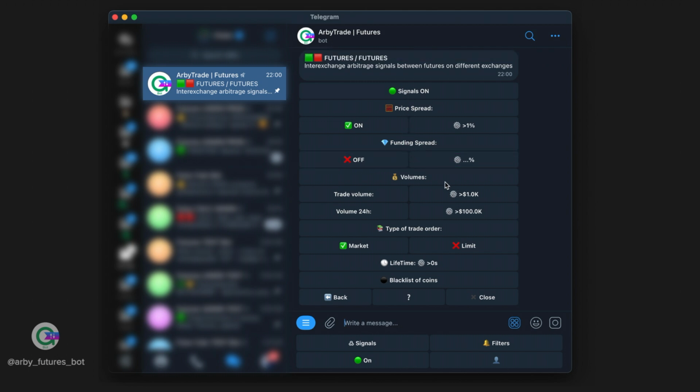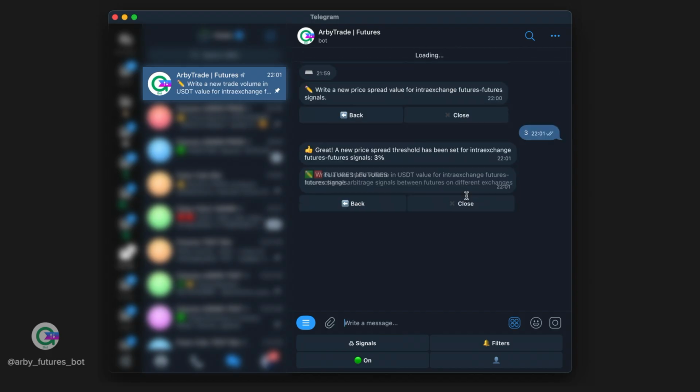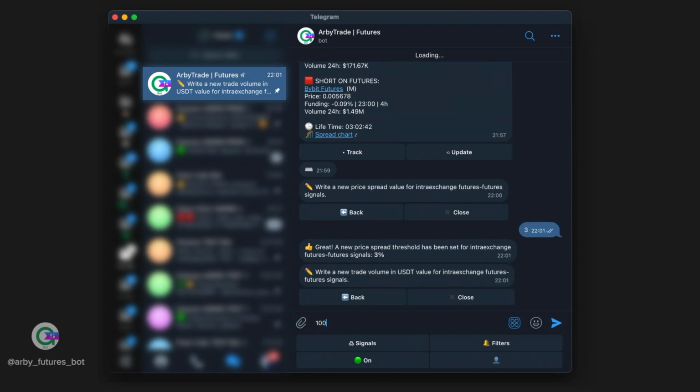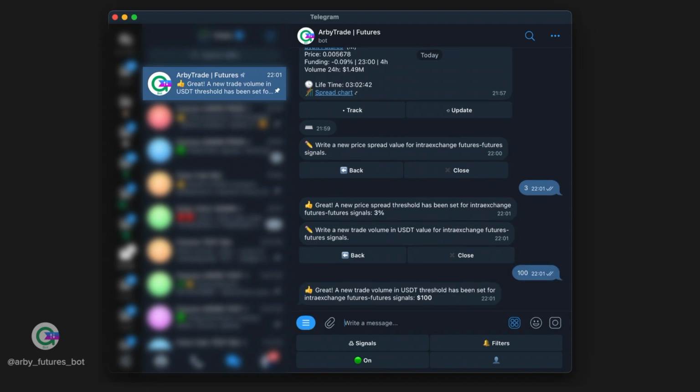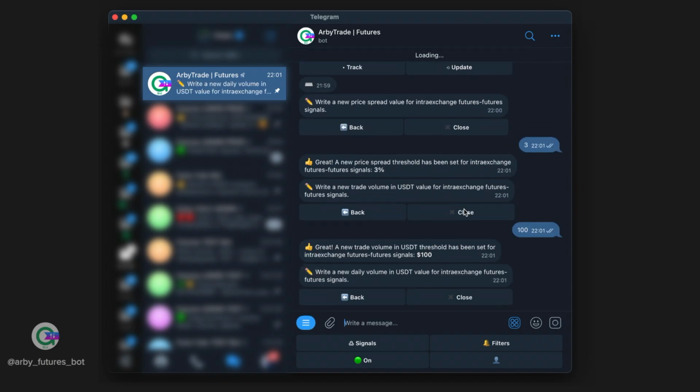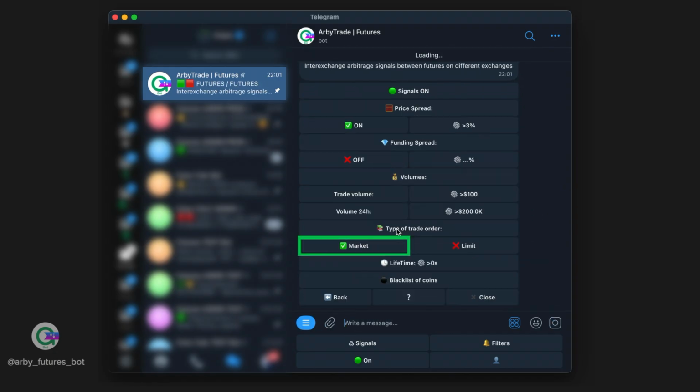Next, there are two volume filters. The first is the nearest volumes in the limit order book for market entry. Here you can set the position size you plan to trade with. The second filter is by daily trading volume. It helps filter out low liquidity assets. Then, order type. By default, the bot sends signals for entering positions with market orders so that trades can be opened immediately without waiting for limit orders to fill. We recommend leaving this setting as is.